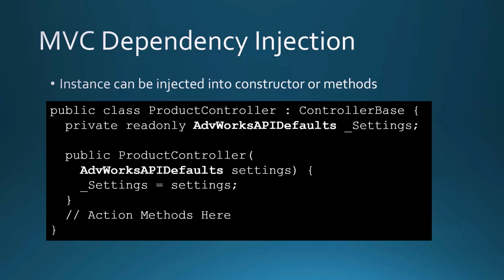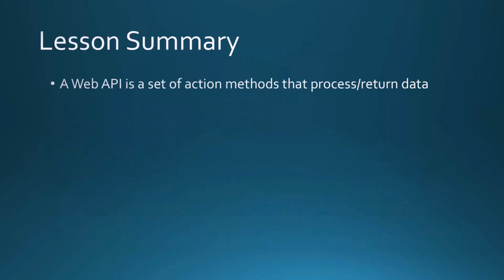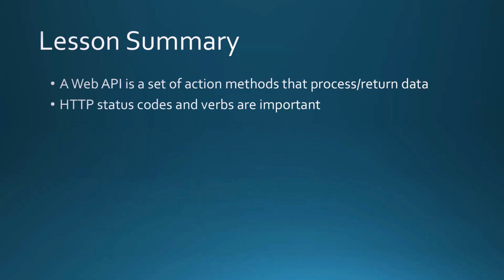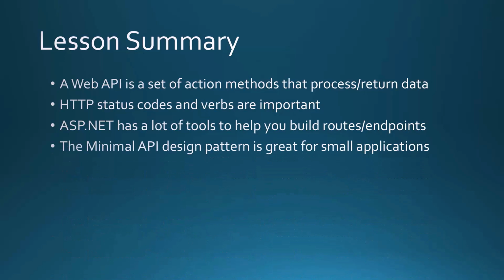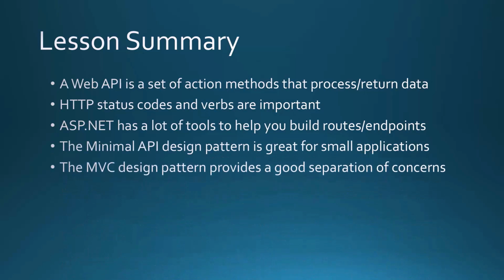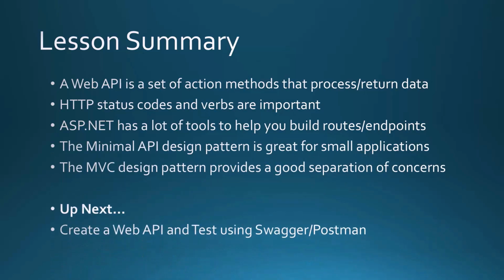In this lesson, we talked about Web API and how it's a set of action methods that process and/or return data. HTTP status codes and verbs are important to Web API calls. ASP.NET has a lot of tools to help you build routes and endpoints. The Minimal API Design Pattern is great for smaller applications. The MVC Design Pattern is better for larger ones because it provides this really good separation of concerns. Coming up next, create a Web API project and test it using Swagger and Postman.